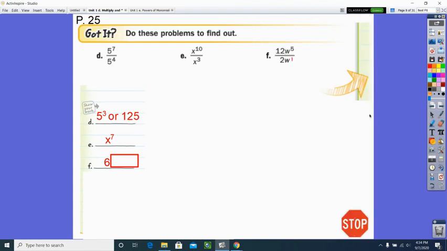Now I'm going to look at the 2 powers, and they have a common base of w. So I'm going to write the w. And now I need to figure out what the new exponent is. When I am dividing common bases, it's the top exponent minus the bottom, and I end up with an overall answer, by the way, quotient of 6w to the 4th.